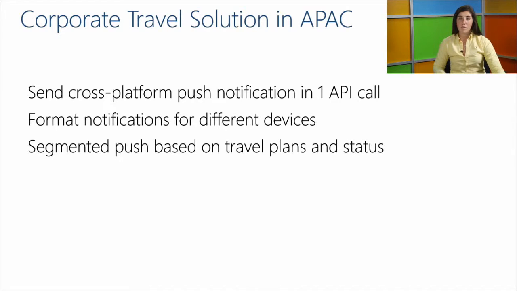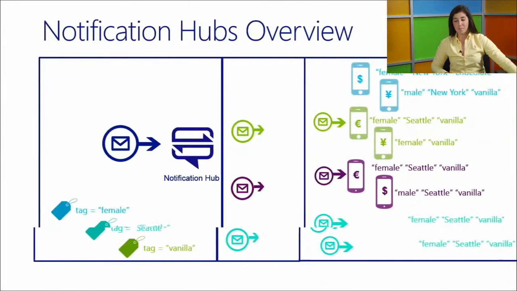A corporate travel solution in APAC recently turned to notification hubs because they wanted to be able to not just send that cross-platform push notification in a single API call, but format it for different devices, and then also segment based on travel plans and status. So when we talk about tags and templates, that's where tags come in. We want to make sure that we're not sending a weather alert notification to somebody who's going to a completely different area of the world. But then once it gets to the right person, let's make sure it's in the right language so they can actually read it. So definitely relevant in the enterprise.